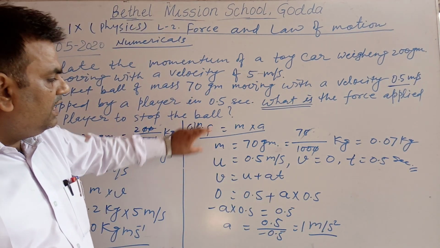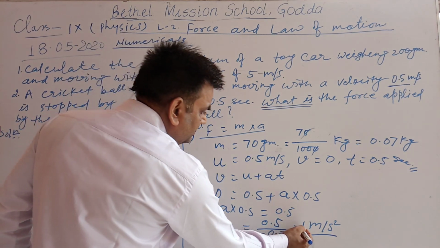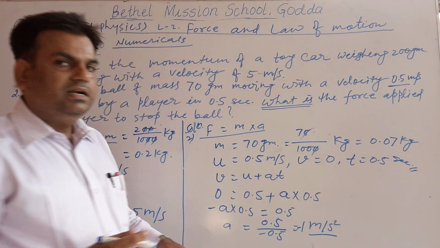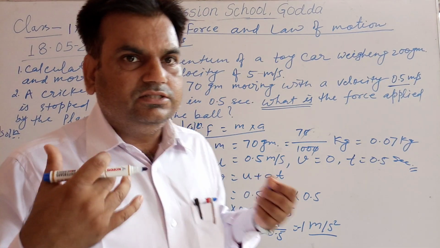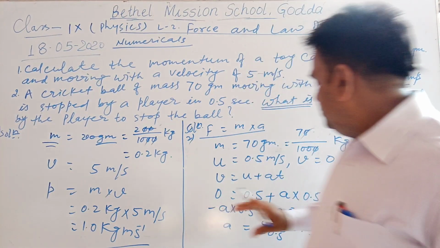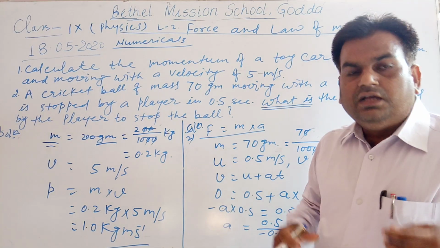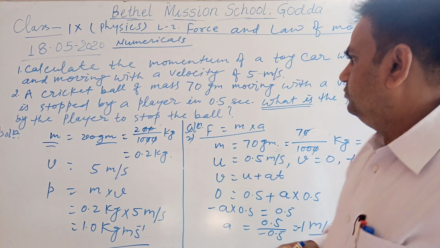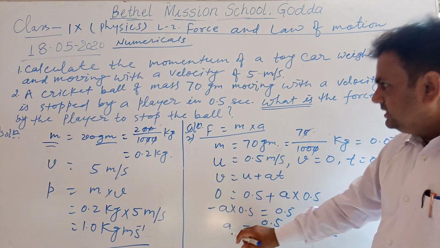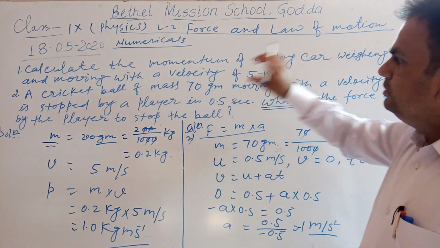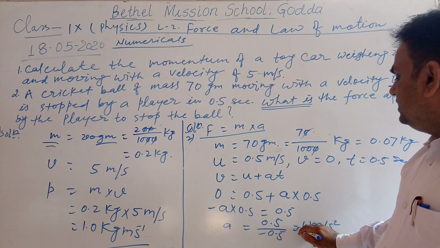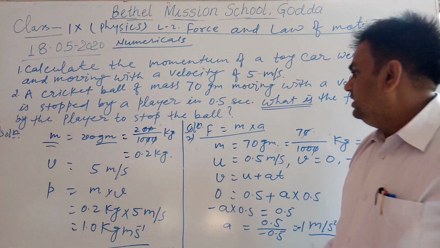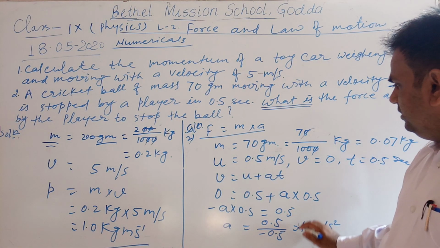Now, this a is negative. The negative sign shows retardation. Retardation means the object is moving and stops after a opposite force is applied. So in this case the object is moving and going to rest, so the negative sign shows the retardation. Now we will put this value.